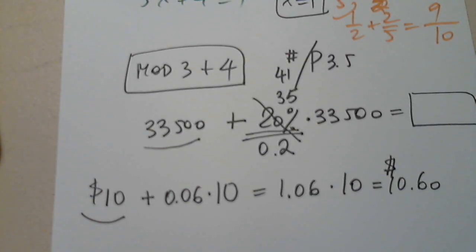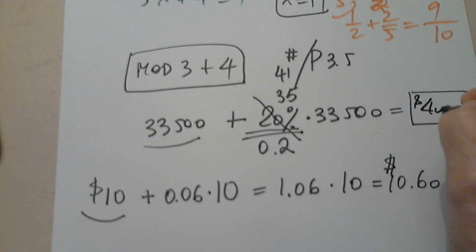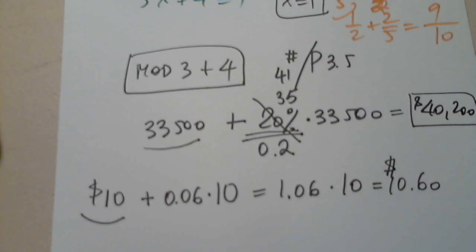So we have 33,500 plus 20% of 33,500. And this is what we end up paying, a lot more. So we end up paying for this car $40,200. Is the idea okay?